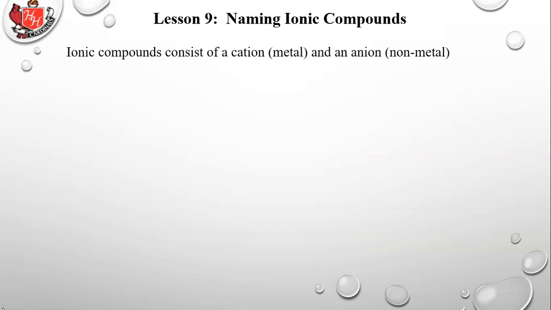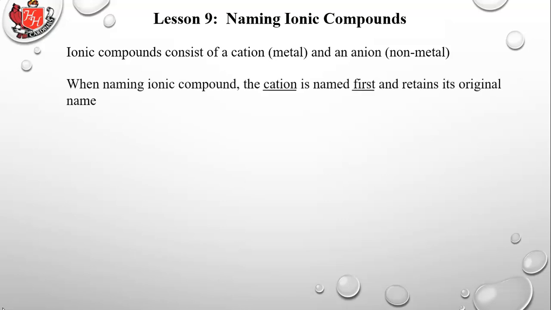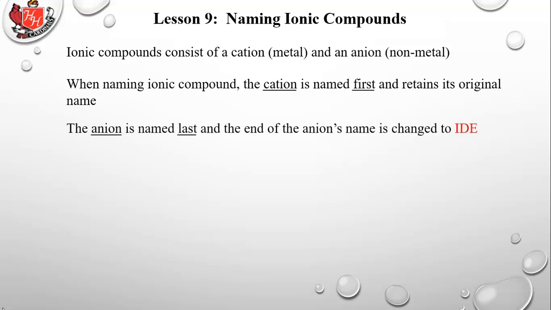Now let's talk about naming ionic compounds. They consist of a cation, that's the metal, that's the weak guy, and an anion, a non-metal, that's the strong guy that takes away the electron or electrons. So when naming ionic compounds, the cation is named first and retains its original name. The anion is named last, and the end of the anion's name is changed to -ide, I-D-E. So it's a pretty simple process.